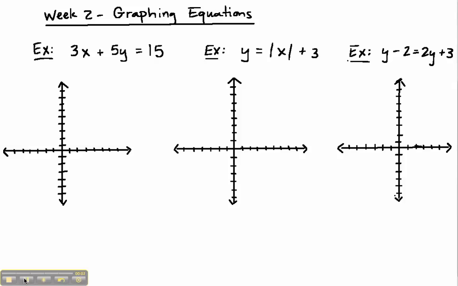I think the simplest way of graphing equations is by graphing their x and y intercepts. So I'm first going to introduce the x and y intercepts. An x-intercept is where the graph crosses the x-axis. The y-intercept is where the graph crosses the y-axis. To find the x-intercept, we let y equal 0 and solve for x.